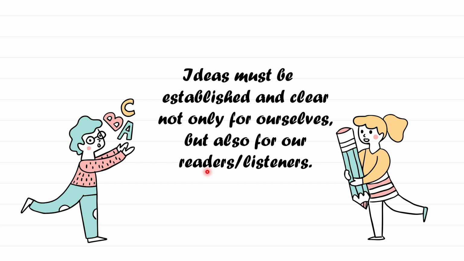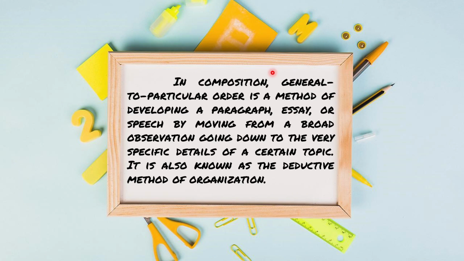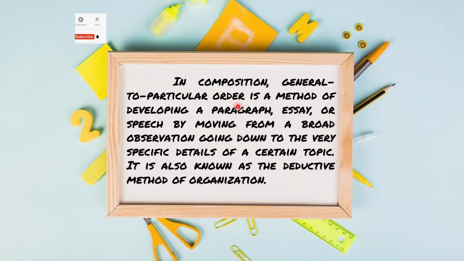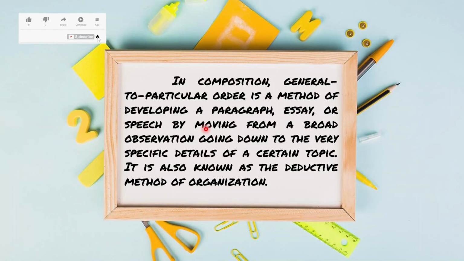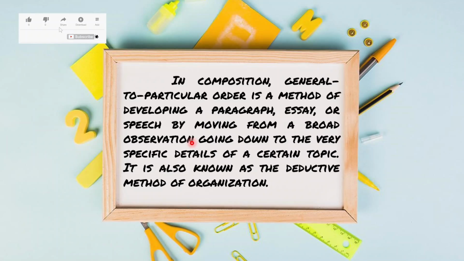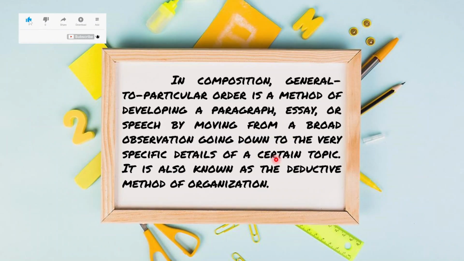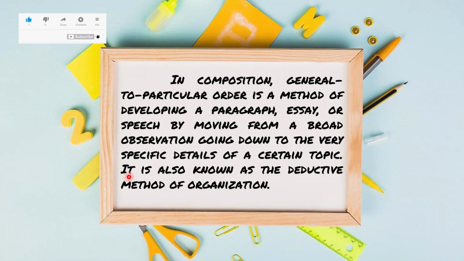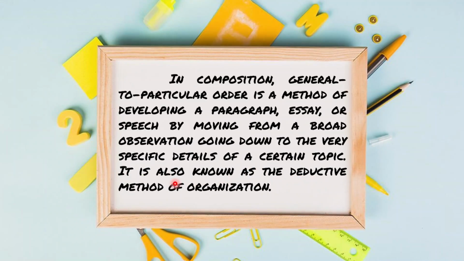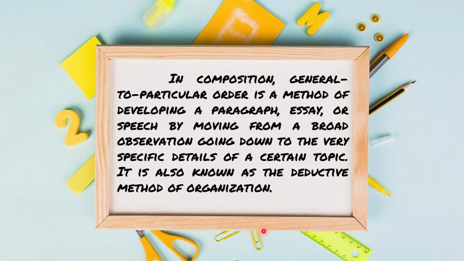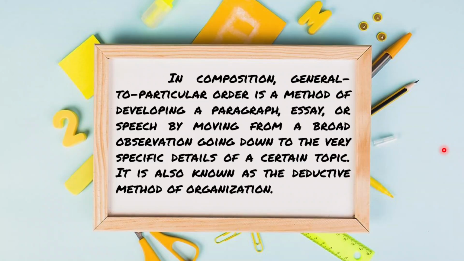Remember that. Ideas must be established and clear not only for ourselves, but of course for the people who are our readers or our listeners. Now, in composition, general to particular order is a method of developing a paragraph, essay, or speech by moving from a broad observation going down to the very specific details of a certain topic. Today, you will learn about that. It is also known as the deductive method of organization.